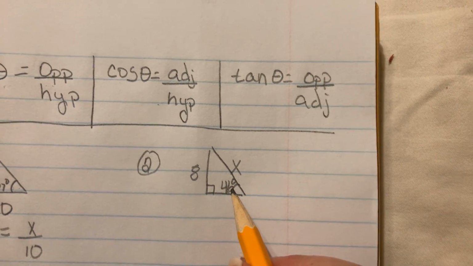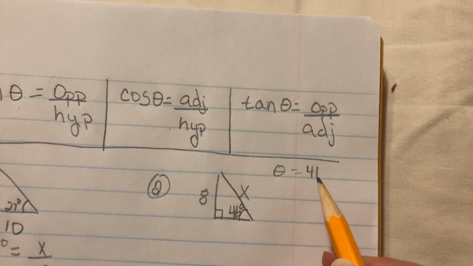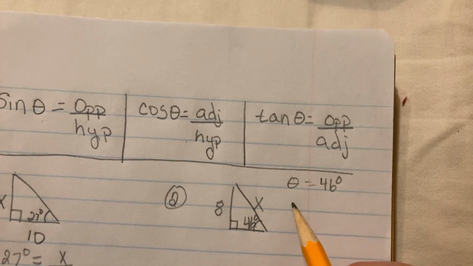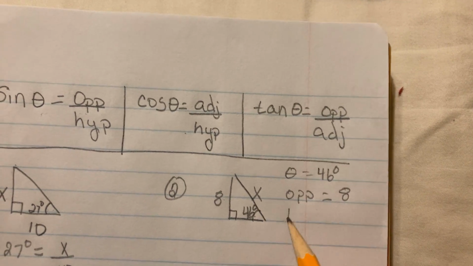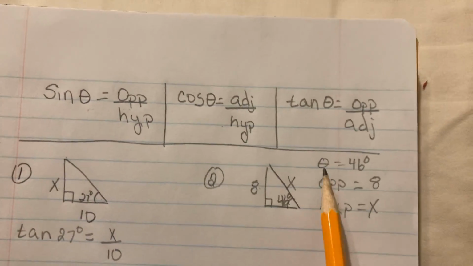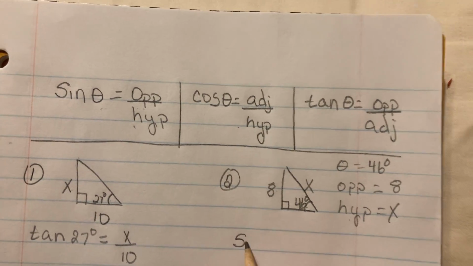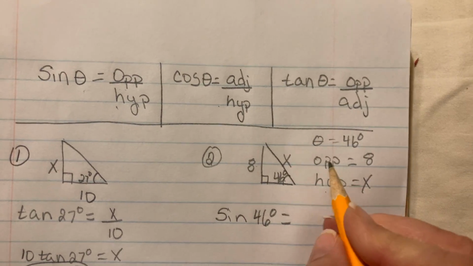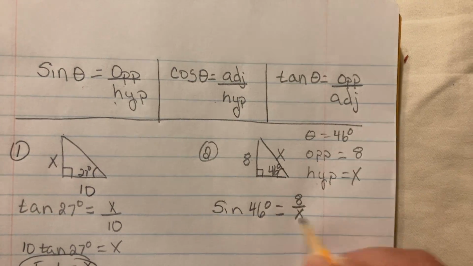So we have the angle. We know what theta is: theta equals 46 degrees. We know the side over here, the opposite of theta, equals 8, and we know the hypotenuse equals x. So we have theta, opposite, and hypotenuse. That's sine. So sine of theta equals the opposite, 8, over the hypotenuse, x.